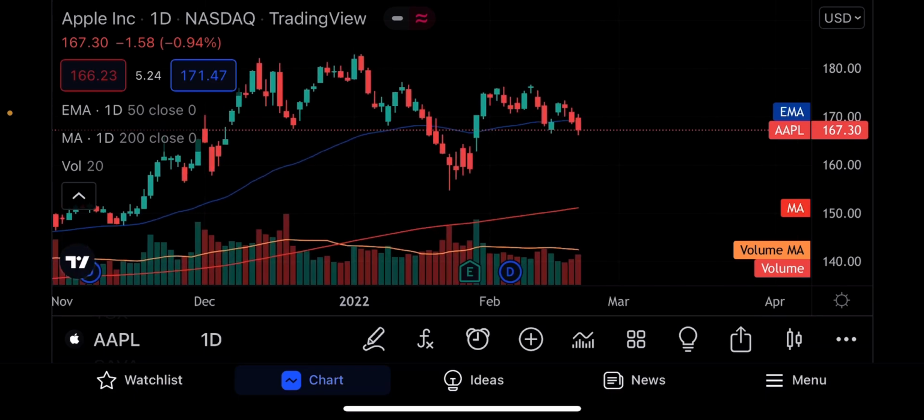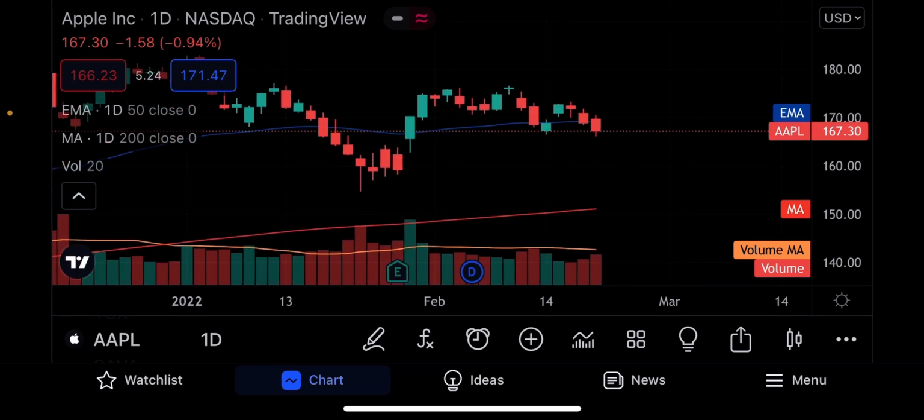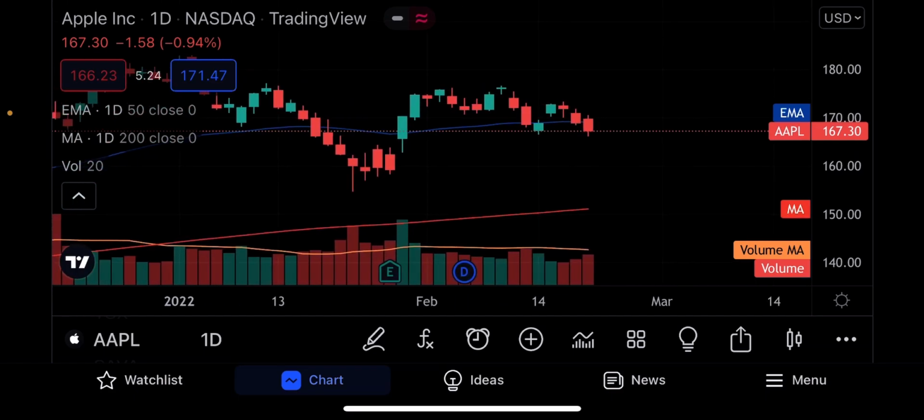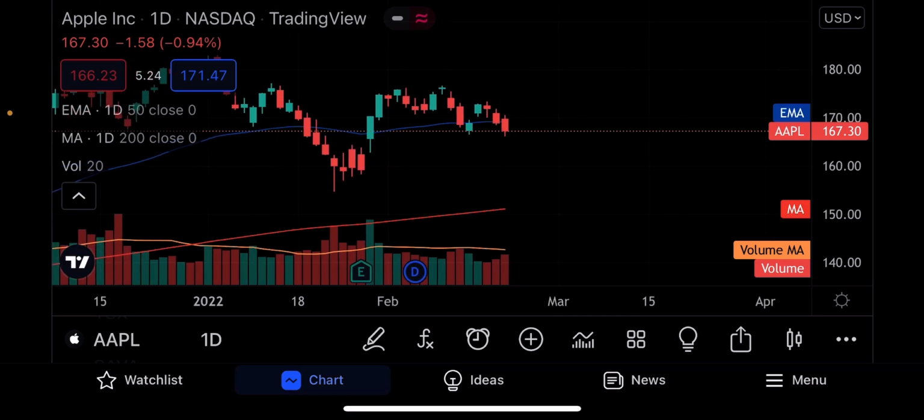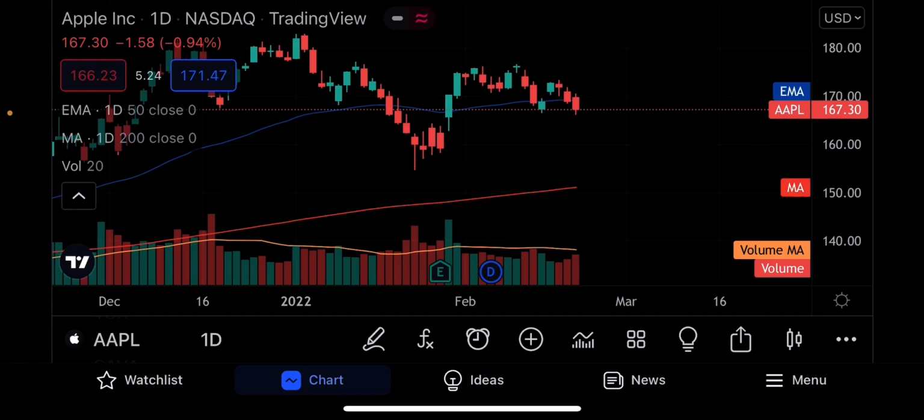Apple has lost the 50. After fighting to keep the 50 for 1, 2, 3, 4, 5 days, it lost the 50 a little bit. So that's a bit of a disturbing sign. But look at the volume. The volume increased in the last 3 days, but not in an alarming sense.